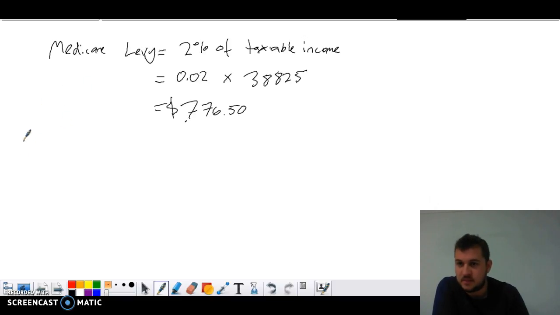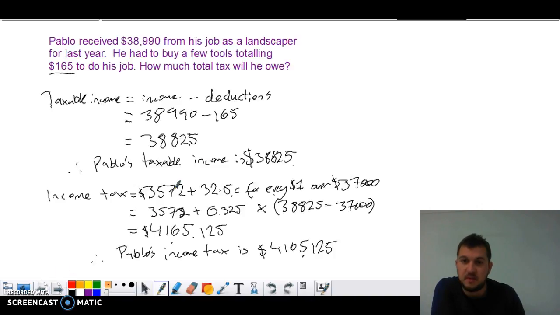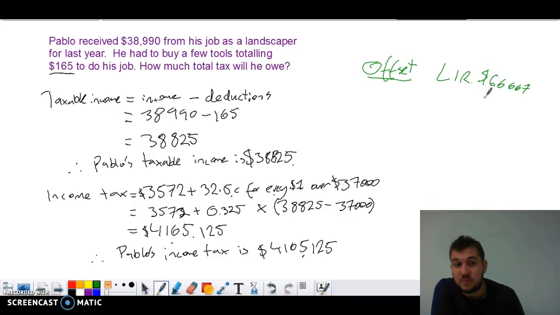Now, we need to go and check. It's not stated in the question, but we need to check if there's something called an offset that he gets. There are lots of offsets. The only one that we've looked at is the low income rebate, which you get if you earn under $66,667. So it's really easy to check. Does he earn under $66,000? Is his taxable income under that? Yes. So we have to do some working out.